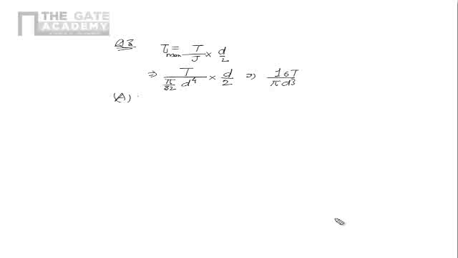Option A is 64T upon pi D cube. Option B is 32T upon pi D cube. Option C is 16T upon pi D cube. And option D is 8T upon pi D cube. Option C is the right option.